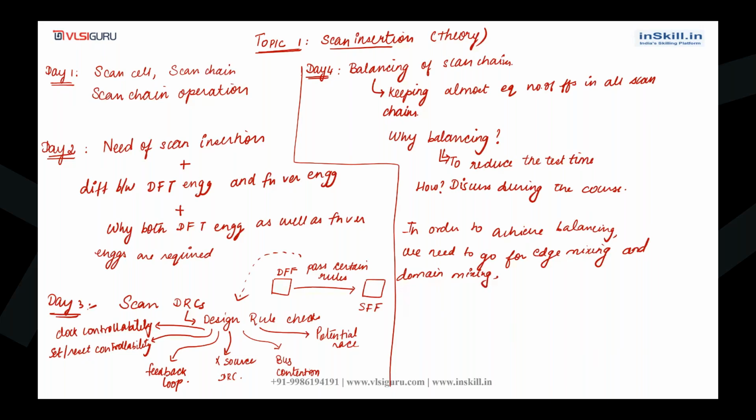So what is edge mixing, what is domain mixing, all those things we'll try to understand in day 4. In day 4, we'll first try to understand what is balancing. Balancing means keeping almost equal number of flops in all the scan chains. And we go for balancing to achieve reduction in test time. How we are able to achieve reduction in test time if we go for balancing, you'll be able to understand when we do this topic. And in order to achieve balancing, we need to go for edge mixing and domain mixing.